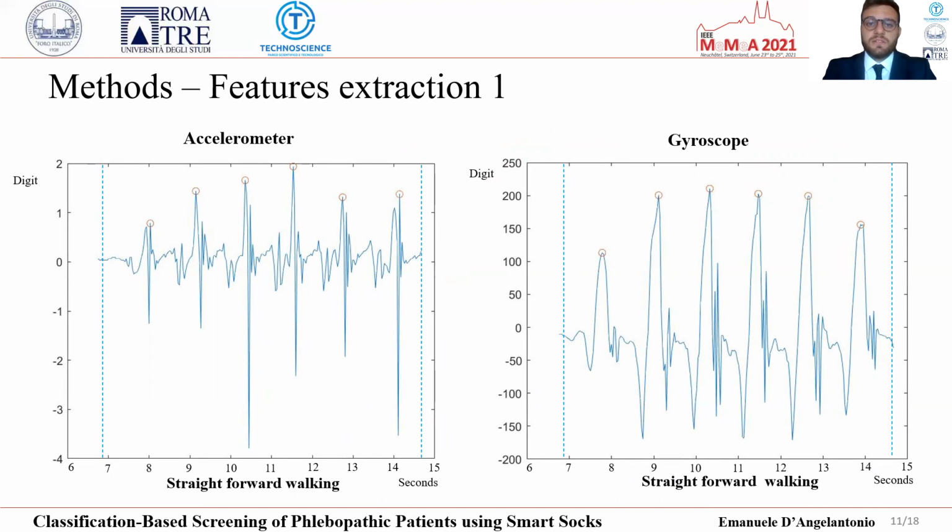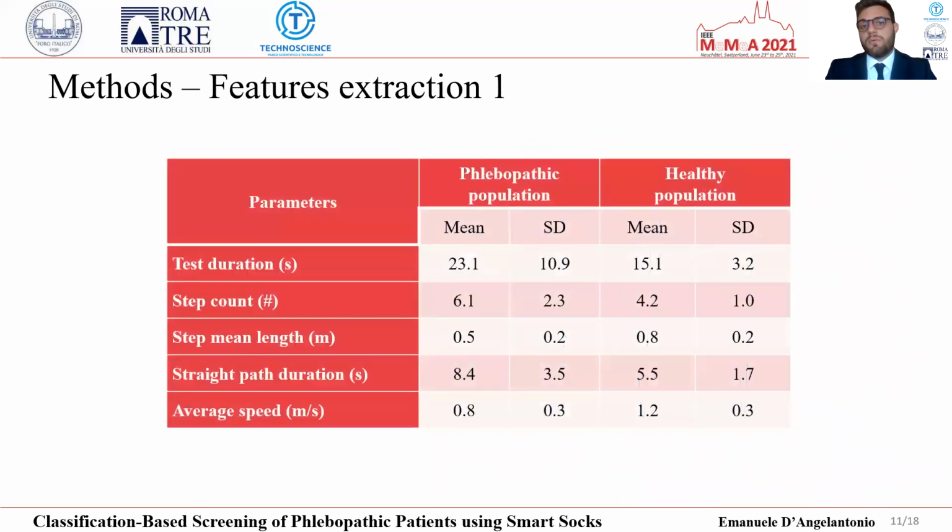The first parameters extracted are spatiotemporal parameters. They have been calculated from the identification of the steps done by the subject during the straight walking, both in forward and backward walking. In the graphs there are two sample signals referring to the right foot trial of a subject during his forward walking phase. The peaks detection has been used to count the number of steps from which other parameters are obtained. All the spatiotemporal parameters extracted are reported here in the table, where their mean and standard deviation are shown.